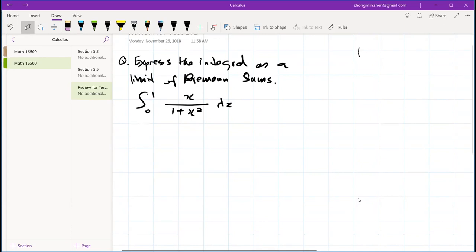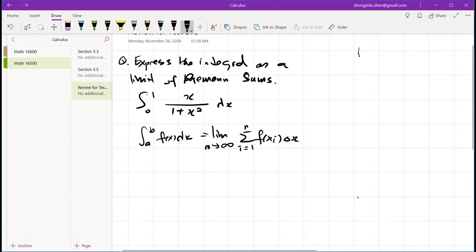Since this is a continuous function, we can use sub-intervals of equal size. This is by definition. Let me write down the general formula first, then you try to fill in the details. The general formula says that if you have this integral, it can be the limit as n approaches infinity of the sum from i equals 1 to n of f(xi) delta x. That's all I need. So you have f given.